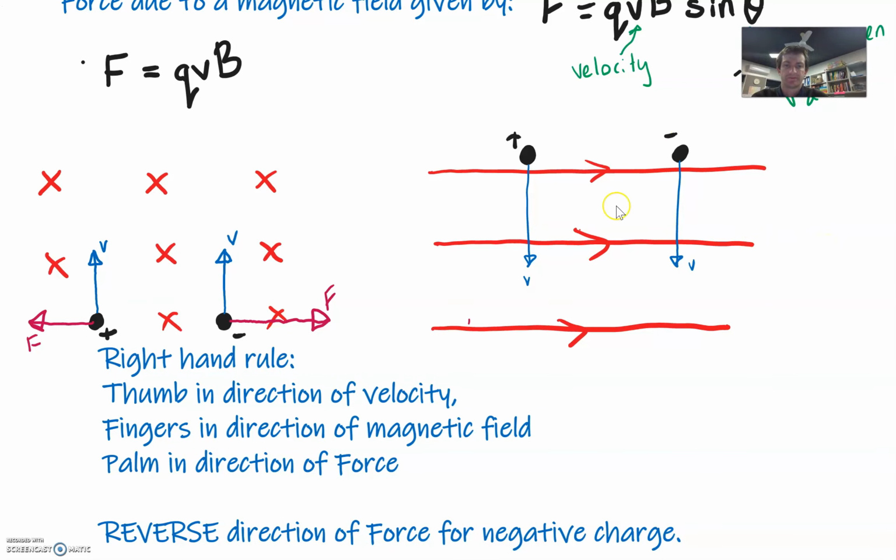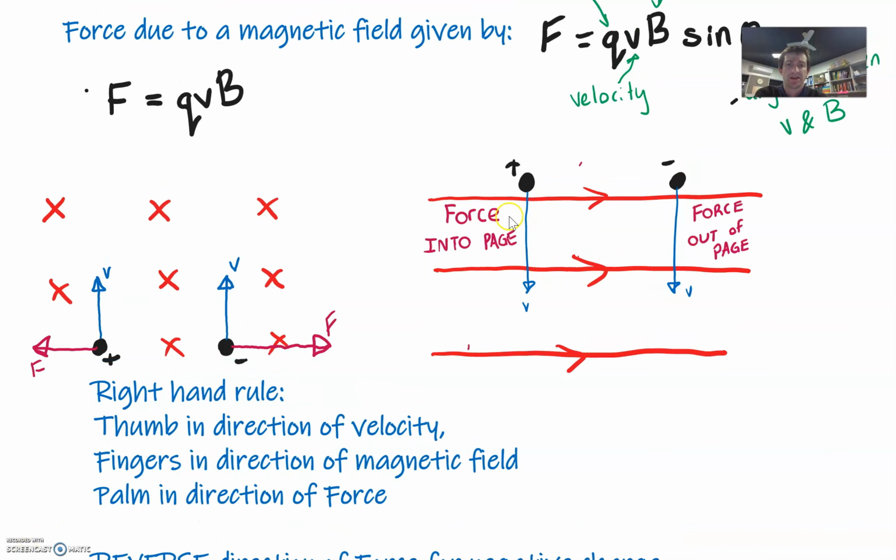So this example here, we'll look at the force for the positive charge. Thumb will be going down, fingers should be going from left to right, and you should find that your palm is pointing towards yourself. For a positive charge, that's the direction of the force. So for this positive charge, it's forced out of the page. For the negative charge, we end up making the same shape with our hand, but we need to remember it's a negative charge, it's forced in the opposite direction, so this negative charge will be forced into the page instead.